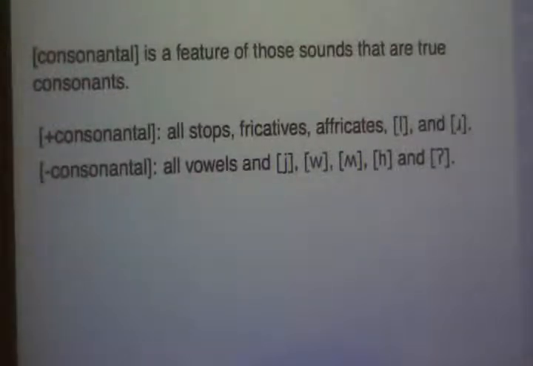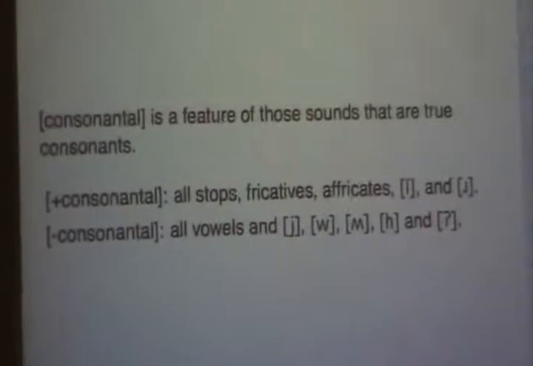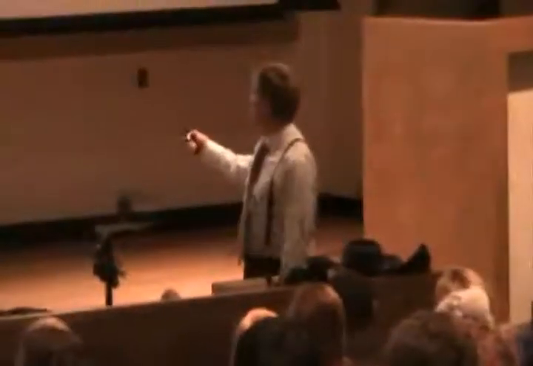Okay? So if you're plus consonantal, you're a consonant. If you're plus vocalic, you're a vowel. If you are neither of those things, you are one of these.